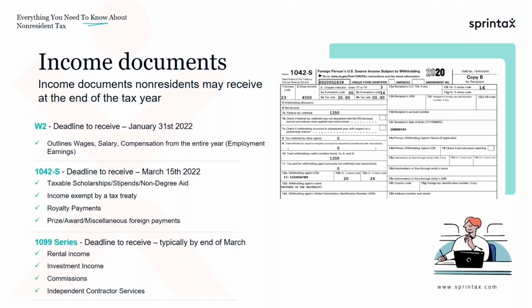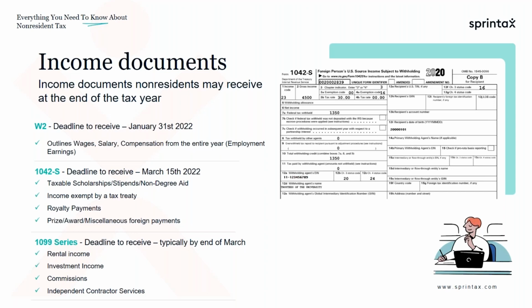Then probably second most common after the W-2 would be the 1042-S form. And this is typically used to report any taxable scholarships or stipends, any income exempt by a tax treaty, any royalty payments, prizes or awards would typically all be reported on a 1042-S form. Again, the deadline to receive a 1042-S, if you're due to receive one, would be by March 15th, 2022.